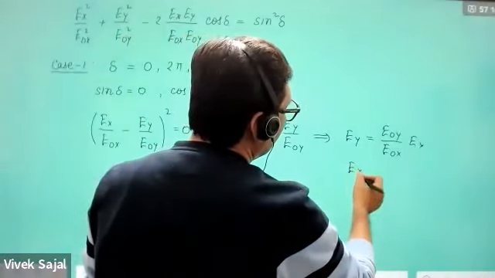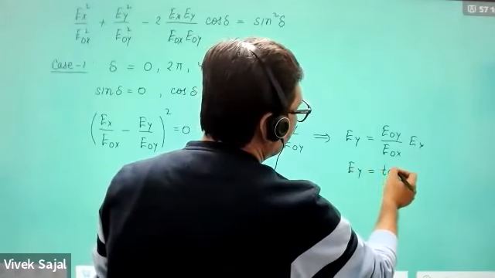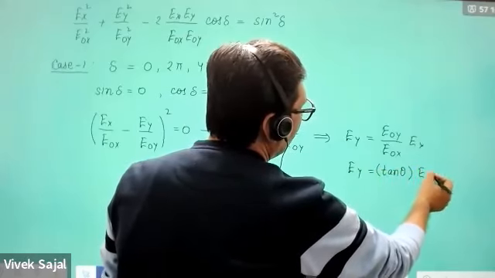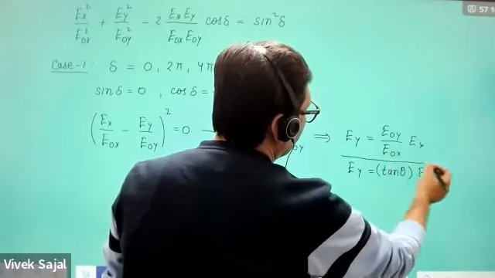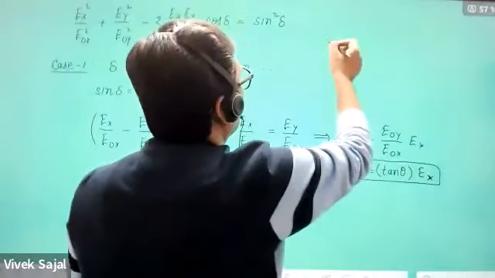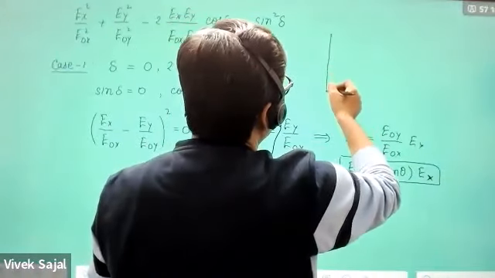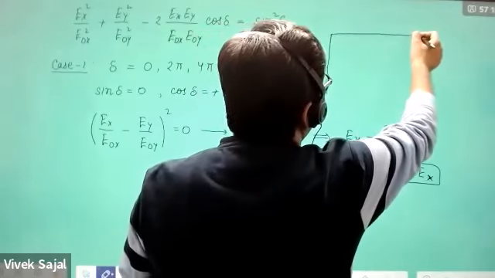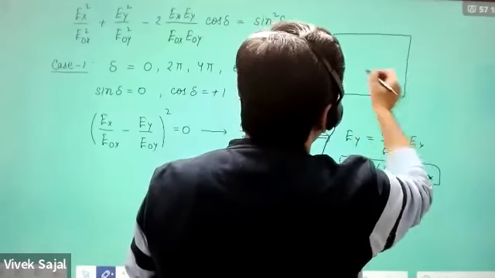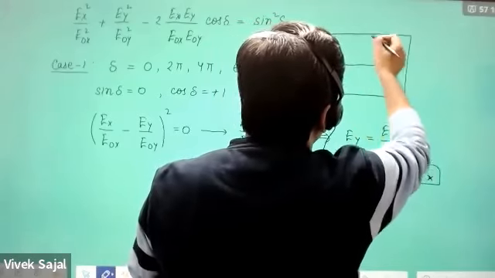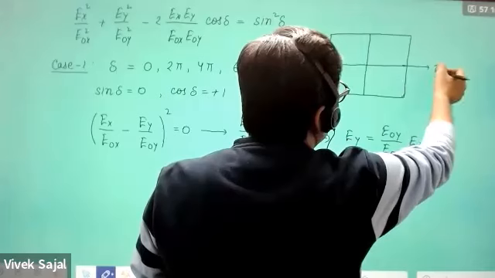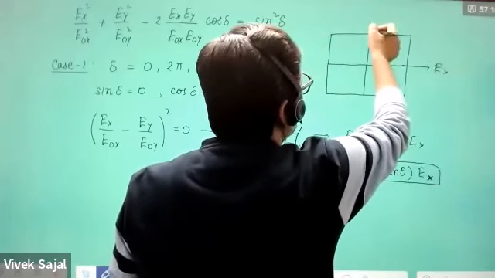So what will be Ey? Ey will be tan theta, and here this will be Ex. Now plot between Ex and Ey. If you draw a plot between Ex and Ey, this will be a straight line. So if you plot here, I'm plotting emergent light. Here this is Ex. Here it is Ey.